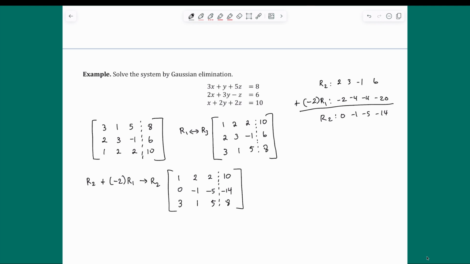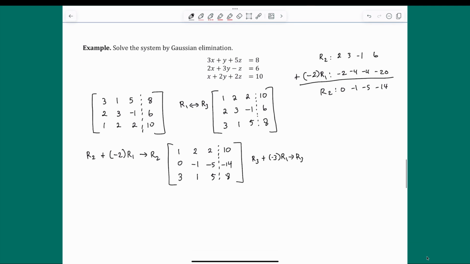Okay, so now I'm going to use that 1 again in the first row to make the 3 a 0 here. So I'm going to multiply this first row by a negative 3 this time and add it to row 3. So I'm going to perform another type 3 operation by taking row 3 and adding a negative 3 row 1 to get a new row 3. All right, so to do that, the first row stays the same. 1, 2, 2, 10. Second row stays the same. 0, negative 1, negative 5, and negative 14.